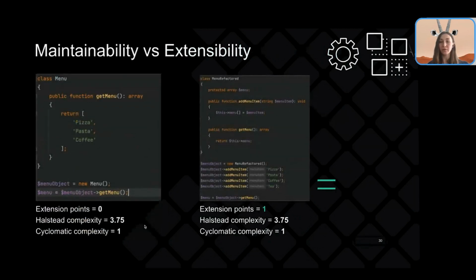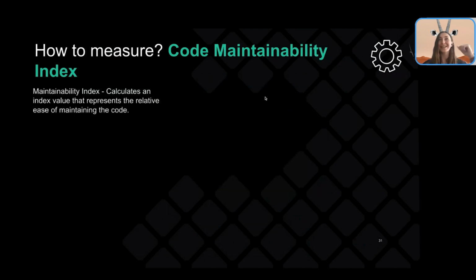What does it mean for us? If we go back to the comparison, we have extension points 0, 0, Halstead complexity 375, cyclomatic complexity 1. And then in the second example, we only increased the extensibility by increasing the extension points, but everything else remained the same. Okay, so let's check the third one, because I'm still unstoppable with my research.